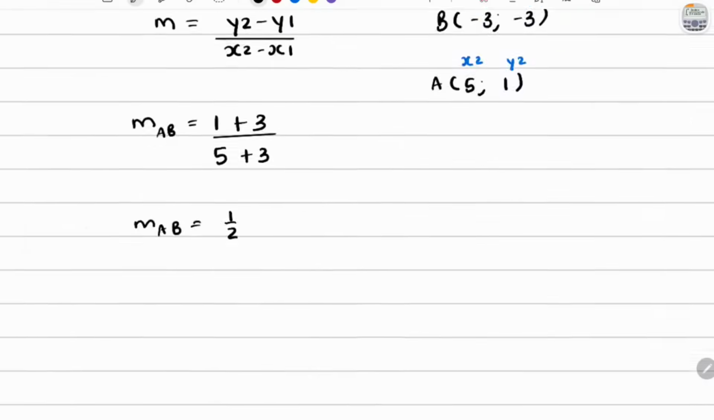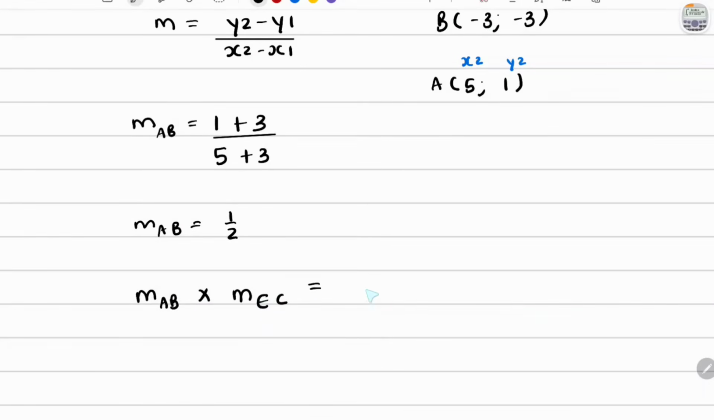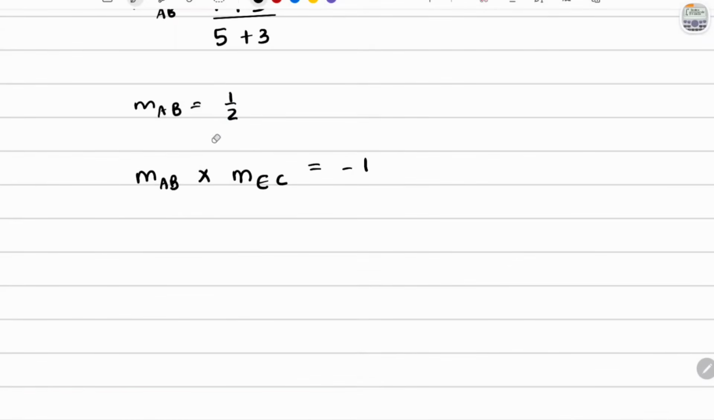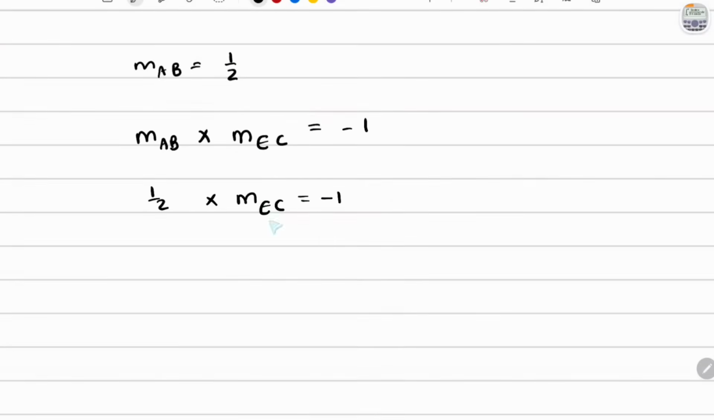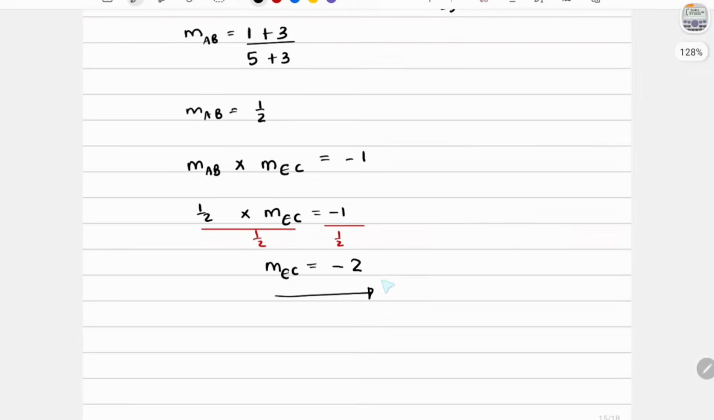And what we know about perpendicular lines is that if you take the gradient of AB and you multiply it to the gradient of CE, which is the perpendicular bisector, it should give you -1. So let's substitute the gradient of AB. That's a half times the gradient of EC, and it will give us -1. So to find the gradient of EC, we just say that this is equal to, and we need to get this out of here so that we can leave this alone. It's been multiplied, so to remove it, you need to divide. So let's divide both sides by a half, and we will get gradient of EC being equal to -1 divided by a half, which is -2. And there we go. That's our gradient of EC.